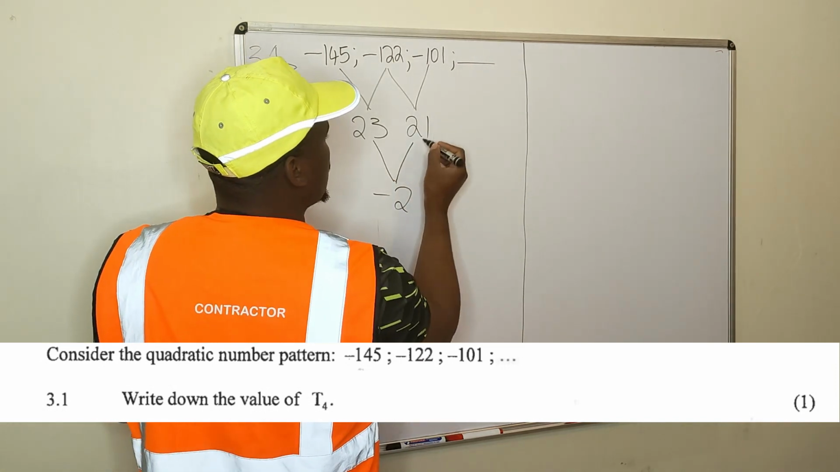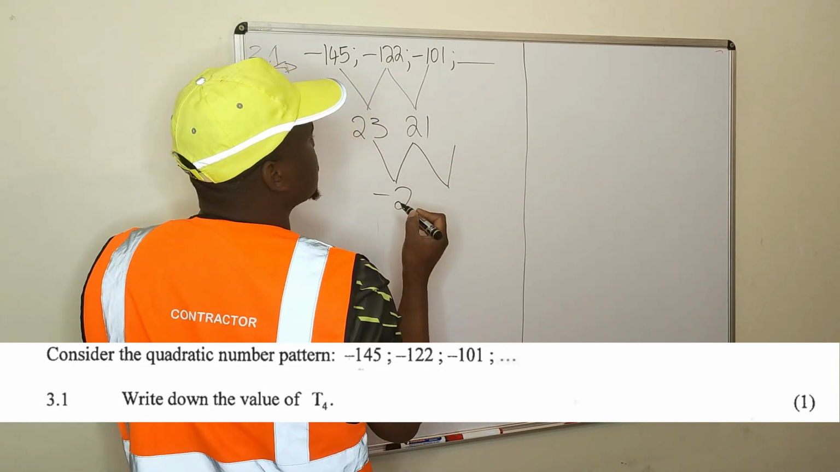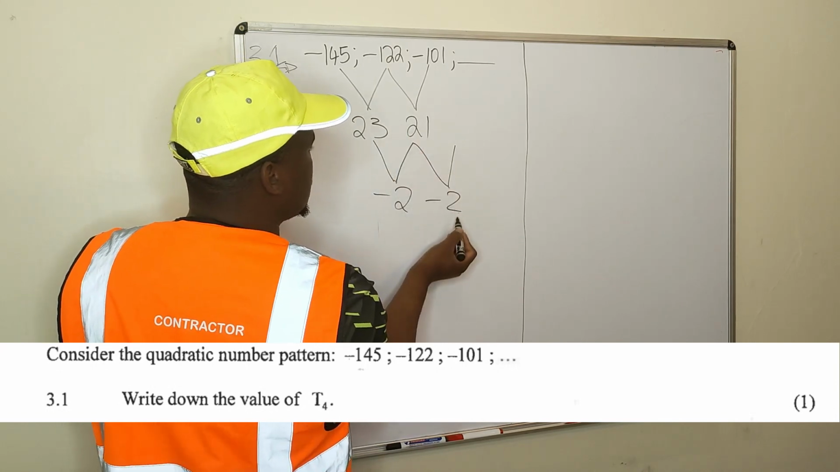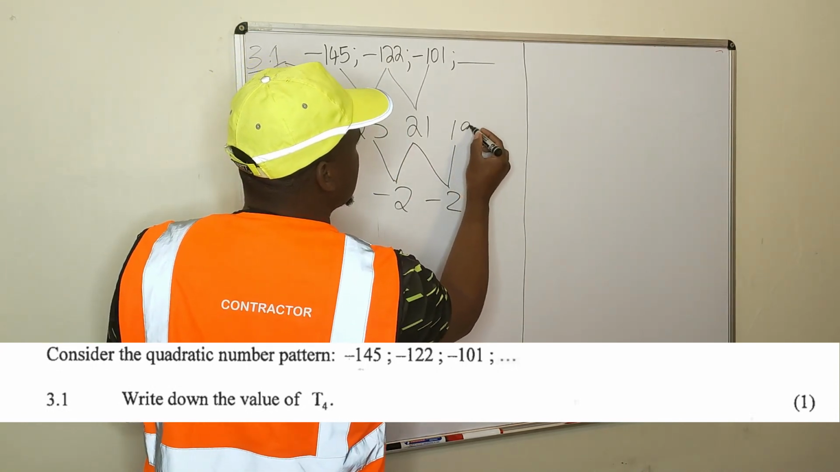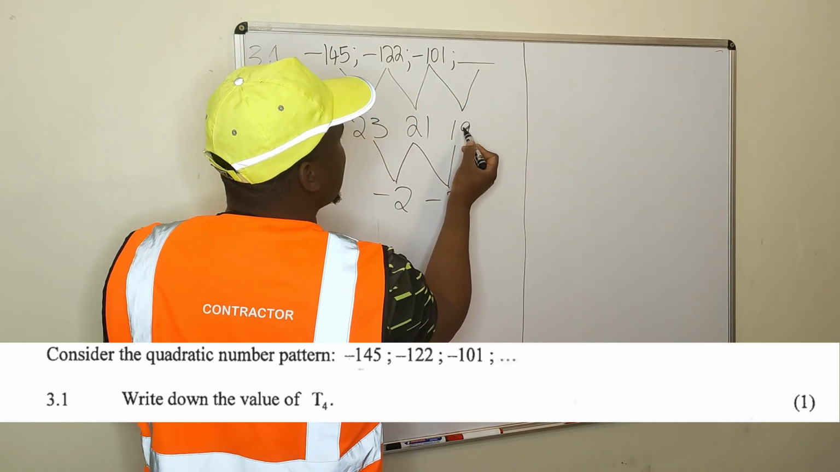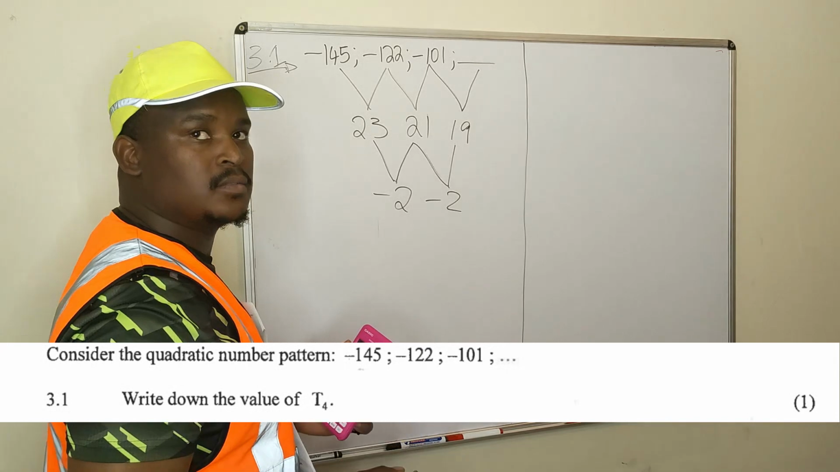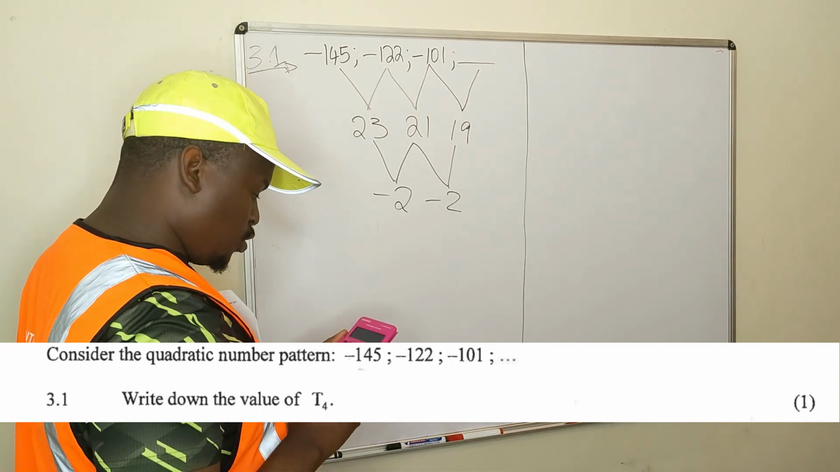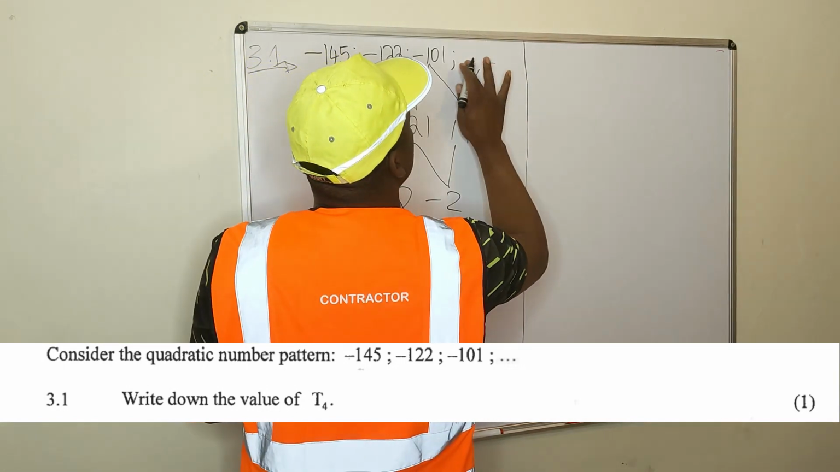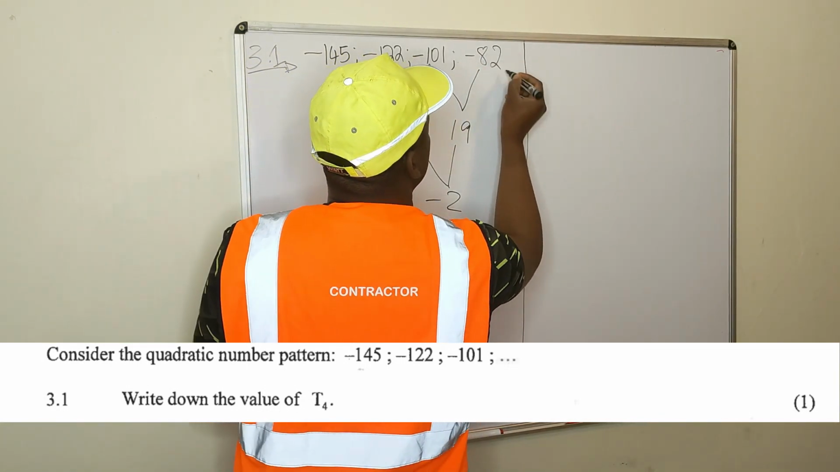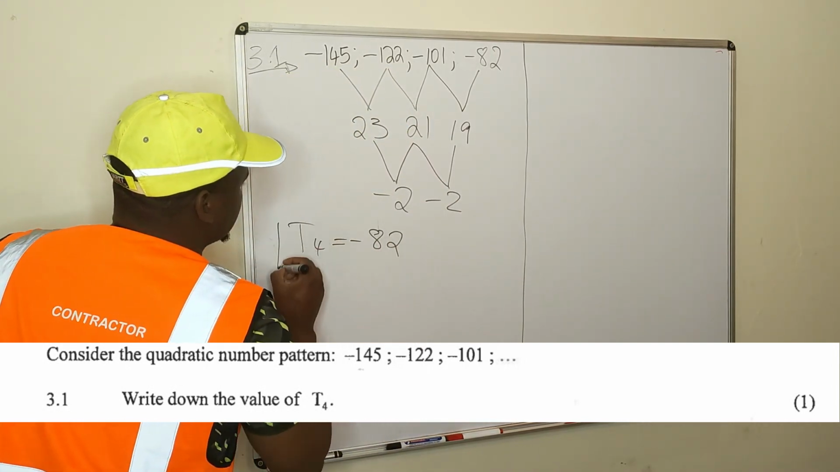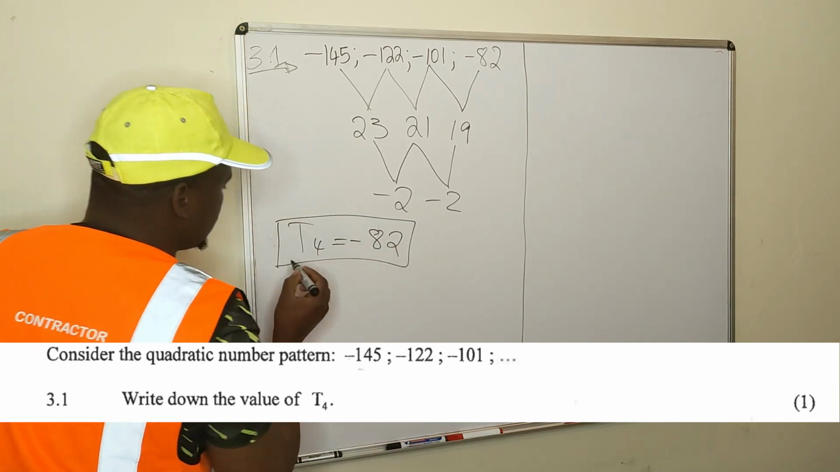Then to find the next one, you need to find what this term is, right? So you have minus 2. Minus 2 plus 21, so it's 19 here, right? To find the fourth term, you must add 19 to minus 101. So it should be negative 101 plus 19, that is minus 82. So the fourth term is minus 82. So your T4 is equal to minus 82. That's how you do it.